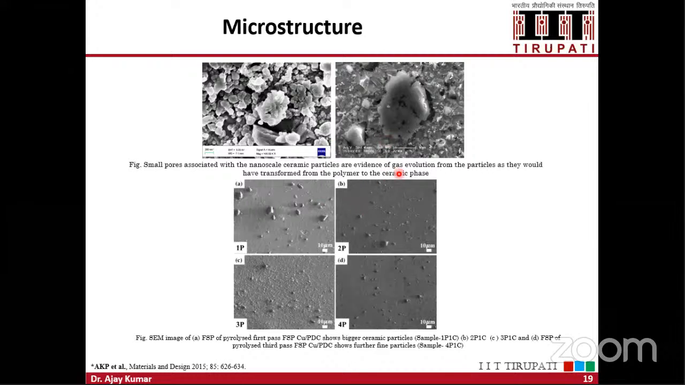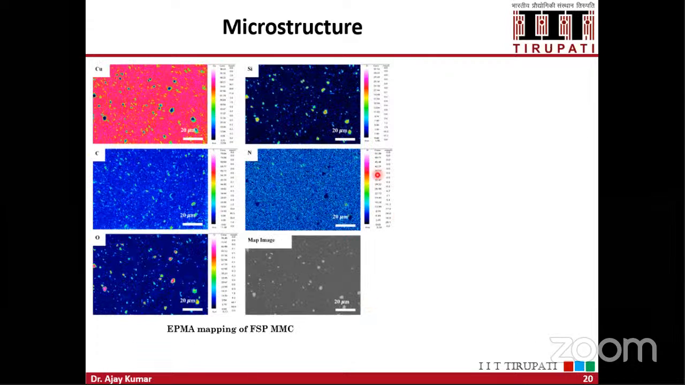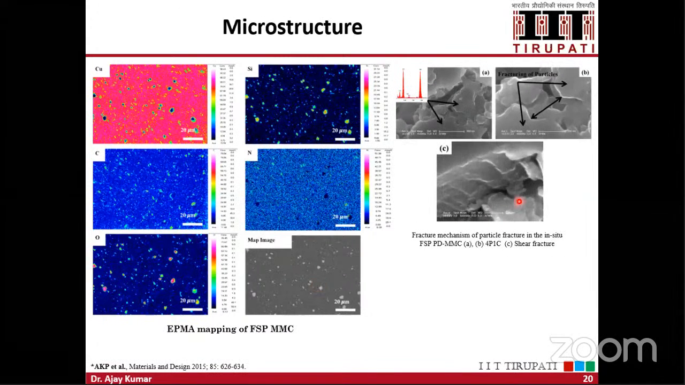You can do further FSP process on this material, and then you will get the fine distribution of the ceramic particles. Okay, so these are the SEM pictures of the ceramic phase particles at different passes. This is the proof where we can see the distribution of the ceramic phase in the metal matrix. So we have the silicon carbonitride, all the particles are nicely dispersed in the matrix, and then we have analyzed how these ceramic particles are getting fractured during the process.